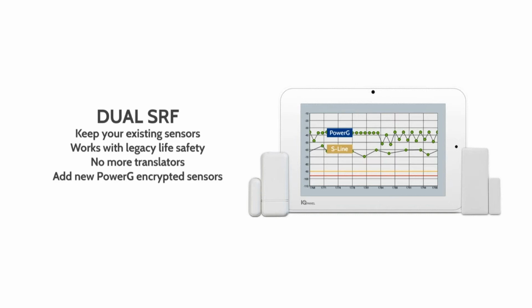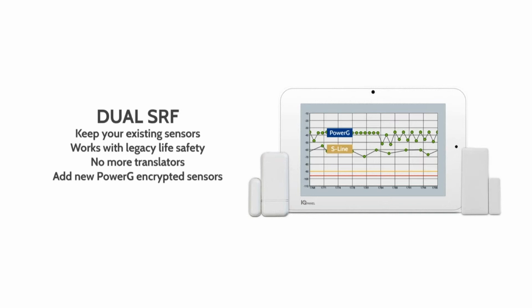Because with the cards installed directly in the panel, which is an IQ Panel 2 Plus, and again, we'll talk about it in a moment, you don't have a translator. So there's no third-party translating device in there, which means that all of the sensors, whether they're life safety or security or Z-Wave, anything, they're all talking directly to the panel. There's no translator involved. So no more translators.